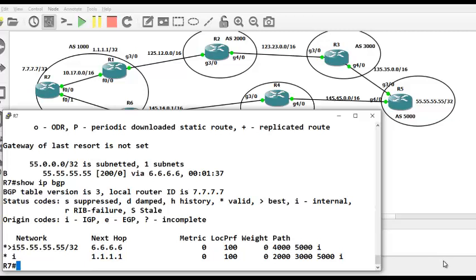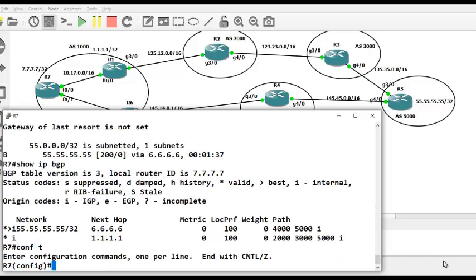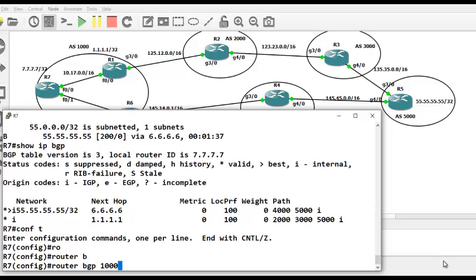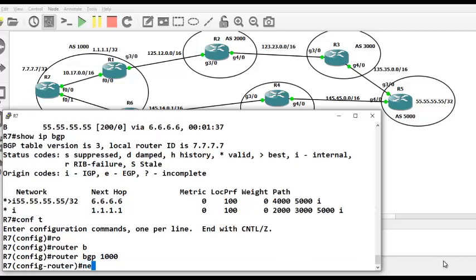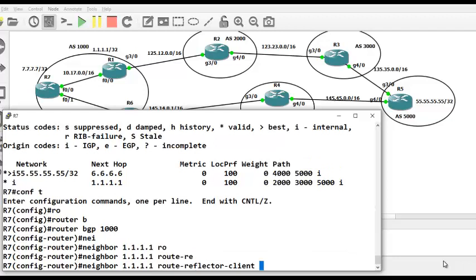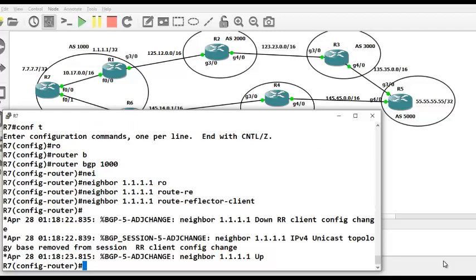How? Like this. Router BGP 1000, neighbor 1.1.1.1 is a route reflector client. That's all. Just one side you make, the other side will become client automatically. Let me show you now.